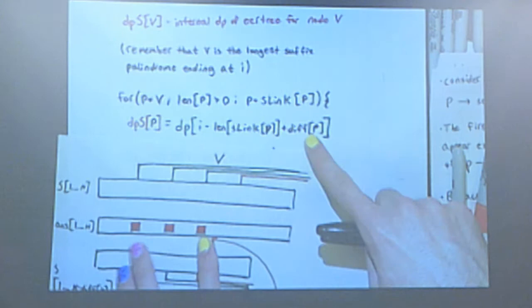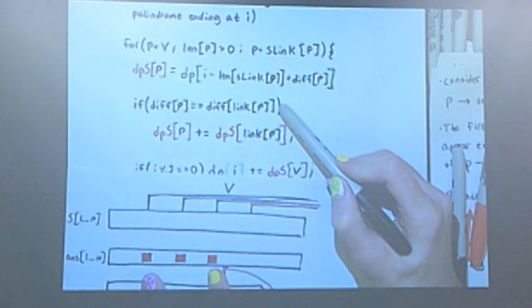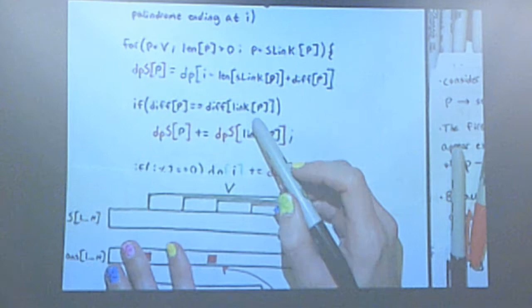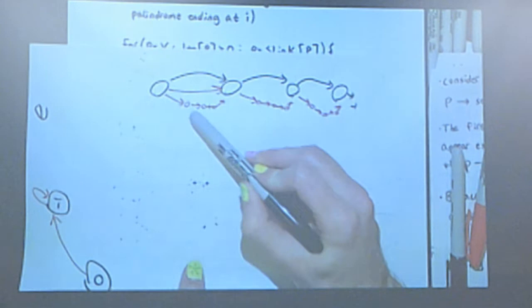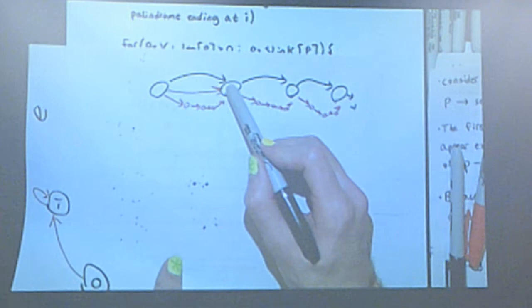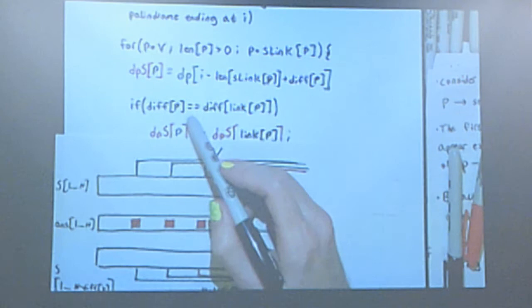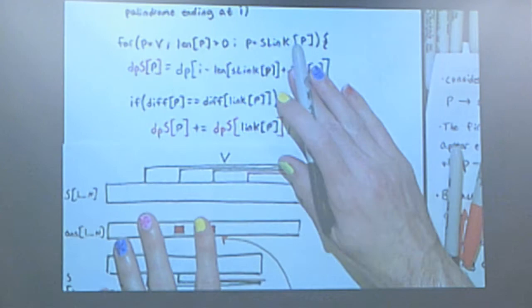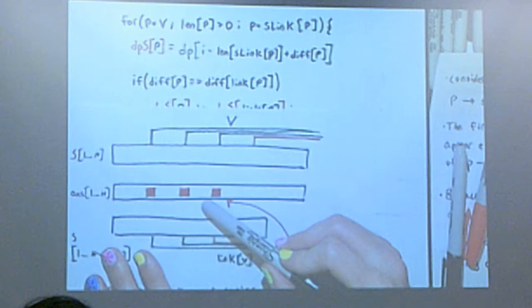So now, we have this if check here. If the diff of P is equal to the diff of its suffix length, then it means we have a non-trivial path. It means there's actually nodes that exist here. If the diff of P was not equal to the diff of its suffix length, it would just point directly to the next node we want to go to. But since we don't want to overcount, we only consider this path if our diffs are equal, because that's when we would have the path of equal diffs. So if they are equal, that means we still need to consider all of these nodes here.